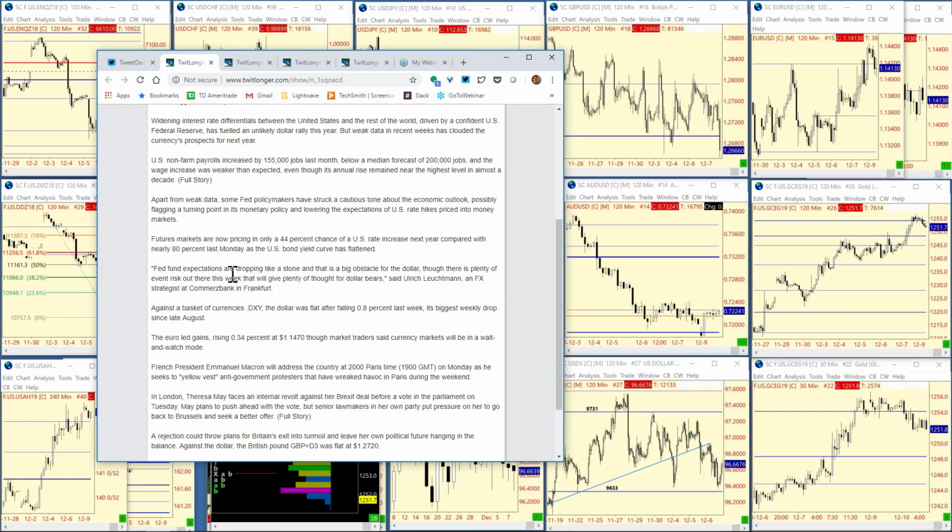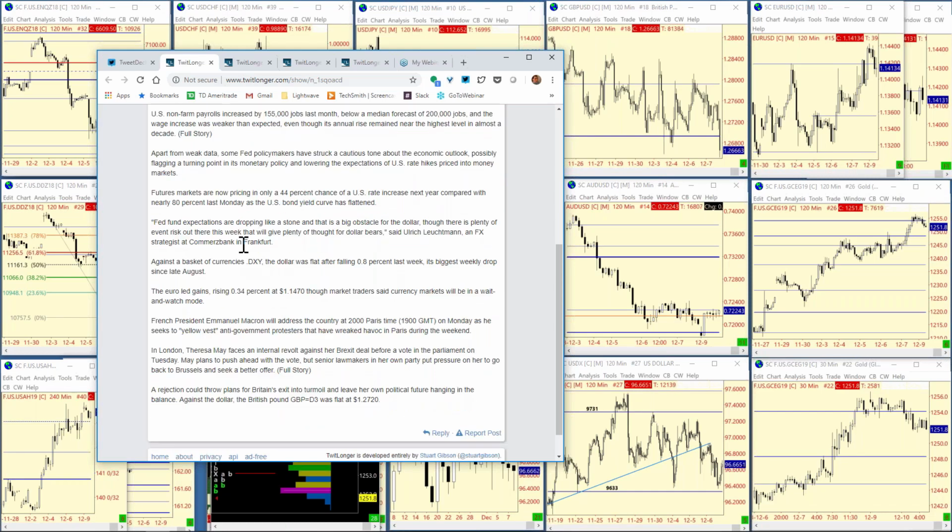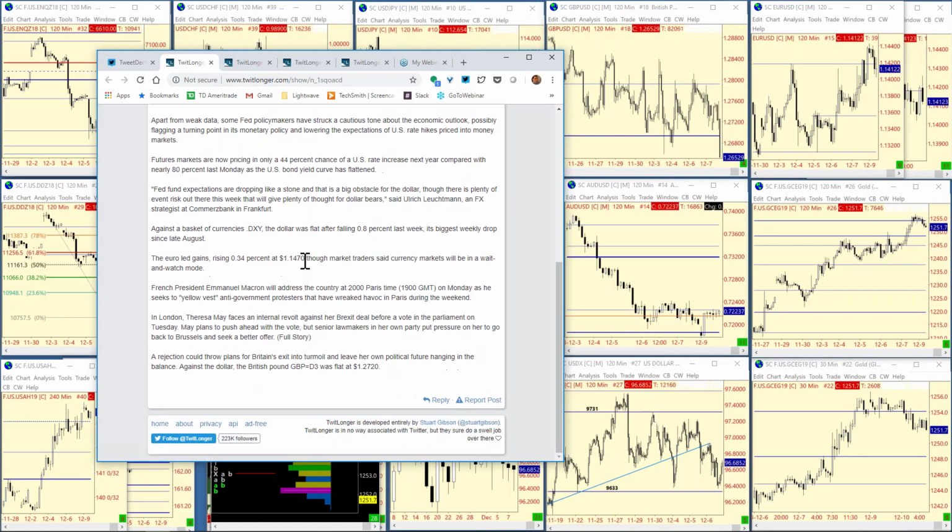Fed fund expectations are dropping like a stone, and that's a big obstacle for the dollar. Though there's plenty of event risk out there this week, there'll be plenty of that for dollar bears, said Ulrich Luckman. Against a basket of currencies, the dollar was flat after falling 0.8%. The euro led gains at almost a third of a percent at 1.1470, though market traders said the currency markets will be in a wait and watch mode.